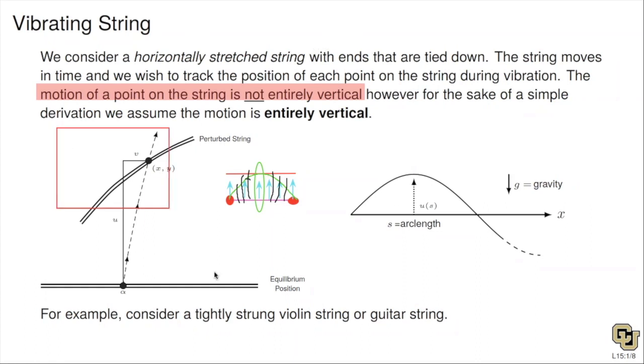So this is the idea that now when you pluck the string, there's a little bit of arc here in the motion. We're tracking a single point. I'm trying to see where that point is going as the string flexes up and down.